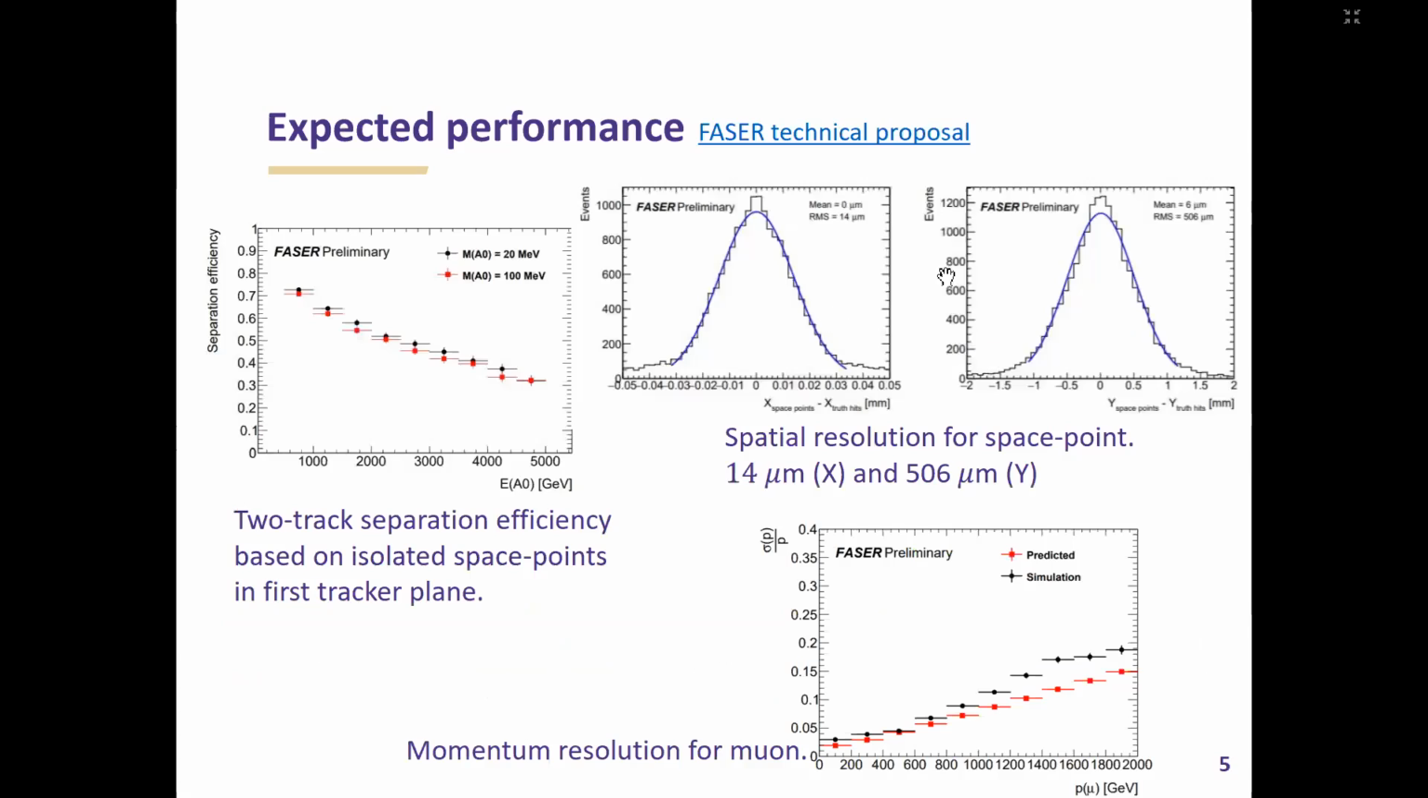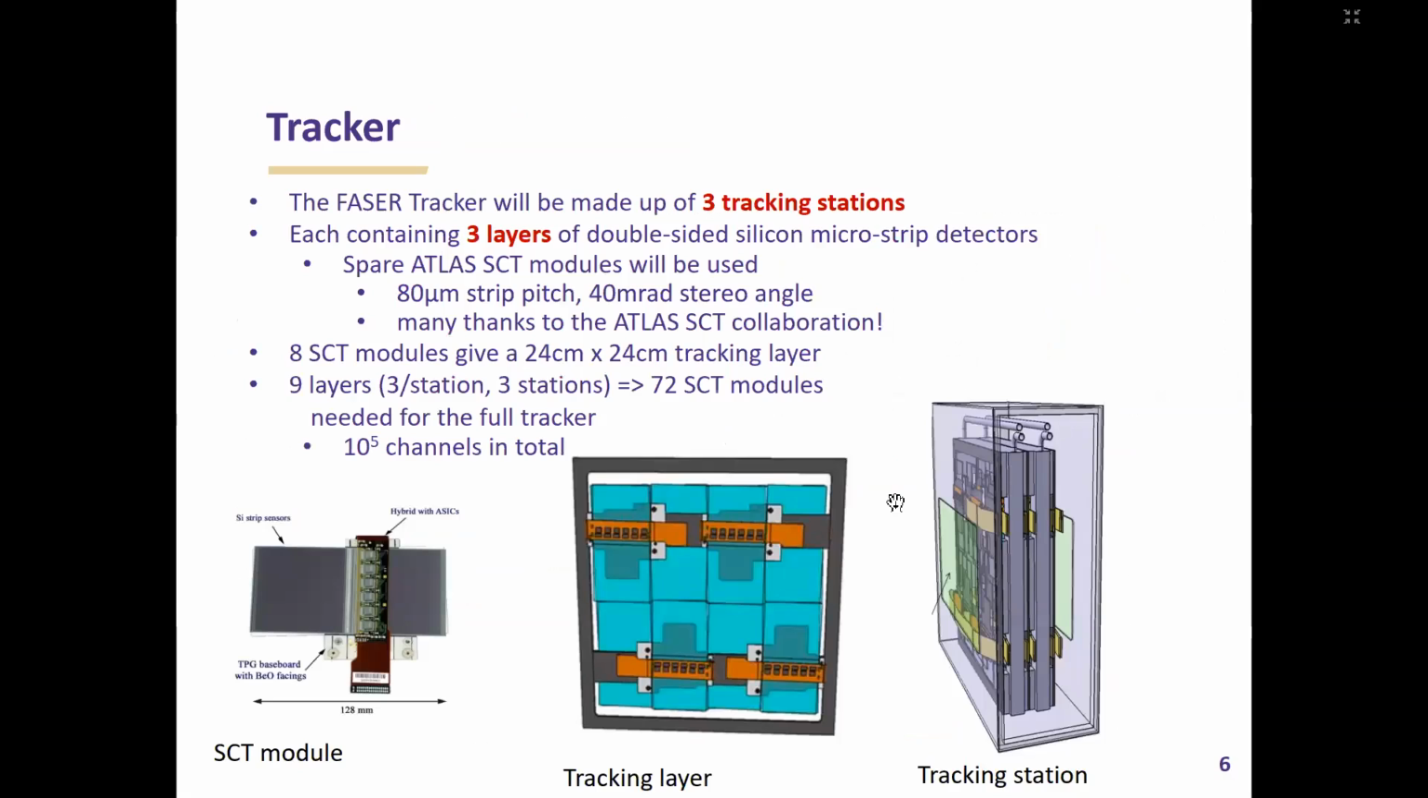Here, the top 2 plots show the spatial resolution in one direction, which is good, about 14 micrometers, and in another direction, it's not as good, which is fine for us. To meet this demand, we find that the SCT modules from ATLAS are a good option for us. So we use the SCT modules from ATLAS to build 3 tracking stations, and each station has 3 layers, as you can see here. That's basically the tracker we are using.